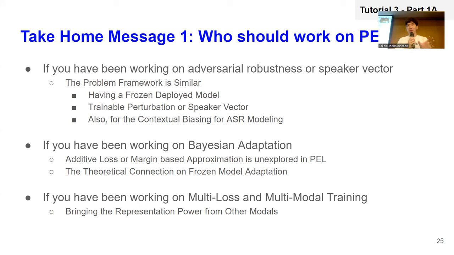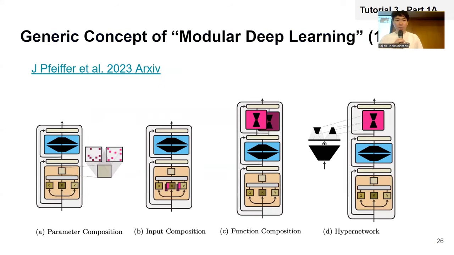Because based on this theory, representation power is fixed. That means you have really good prediction of this original representation power. And the problem is how we design this alignment from one model to the others. All right, so after this take-home message, I will talk about a new idea called modular deep learning.